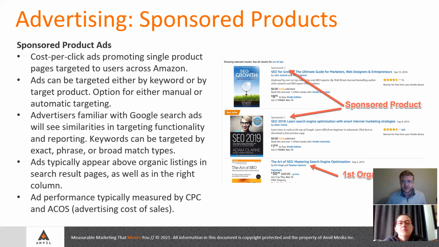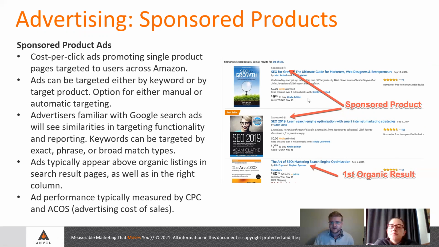Sponsored product ads typically appear above organic listings in search result pages, as well as in the right column. So in this example here, you can see the search term here at the top, and the first two you see here have that little sponsored label. That indicates they're sponsored product ads, and those will appear typically above the actual organic product listings.